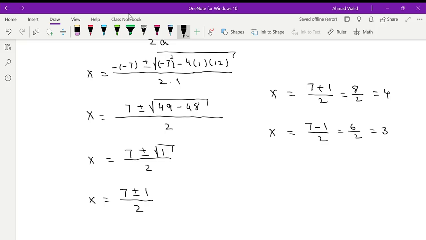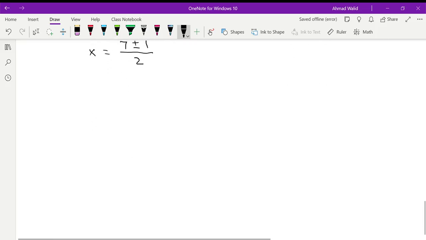Correct? One more example. Let me do a lot of examples. Then don't complain, "Professor just does one example." No, I'll do 2, 3 in each lecture.